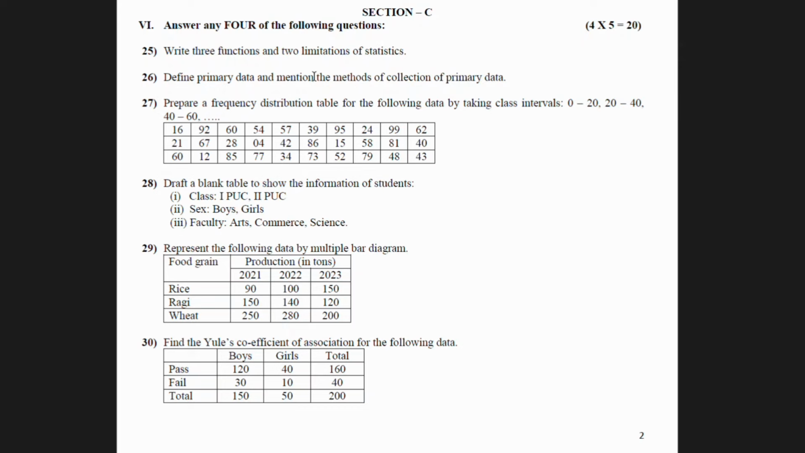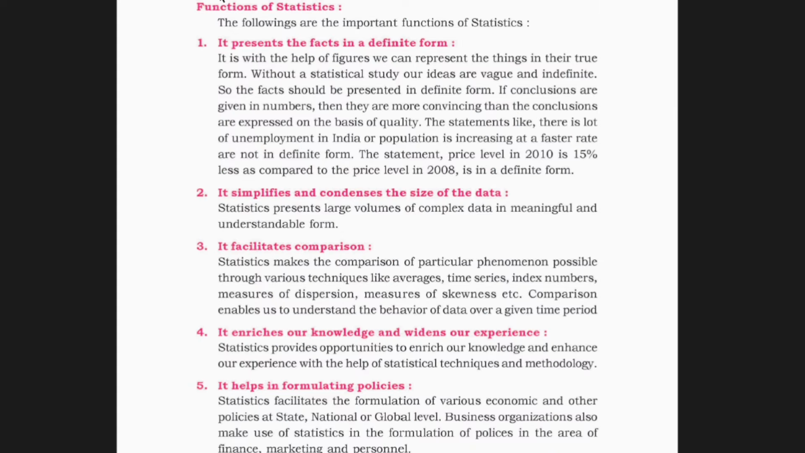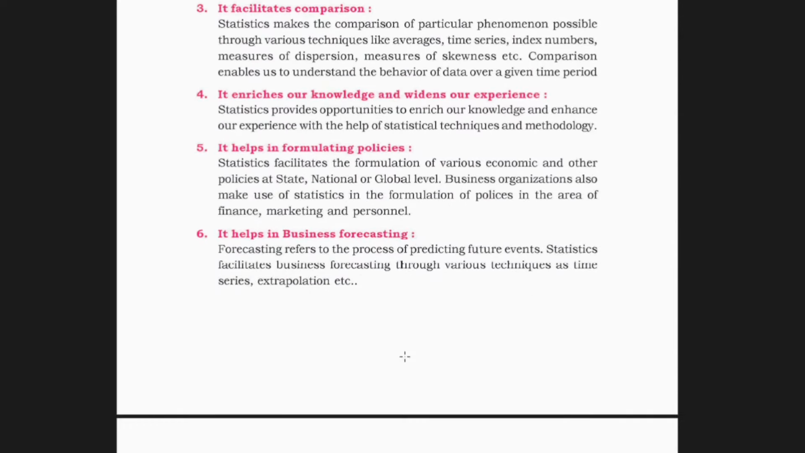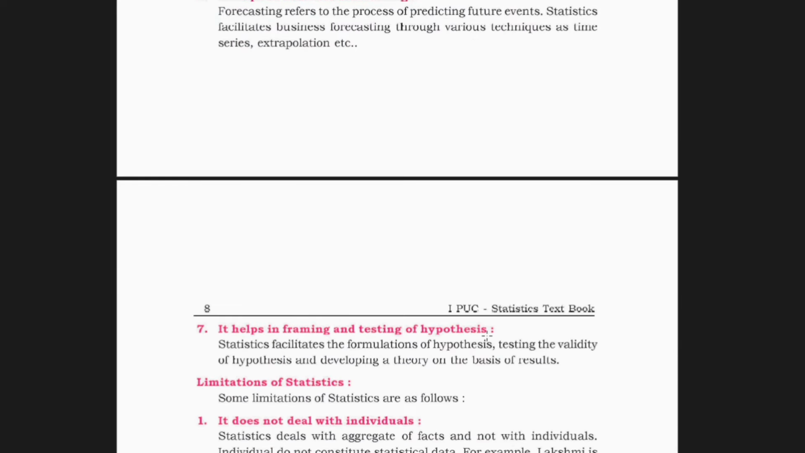So the first one here is: write 3 functions and 2 limitations of statistics. Let us look at the functions here. Now they have asked you to write the functions, not to explain them. So don't write the paragraphs given below the points, just write these points: it presents the facts in definite form, it simplifies the size of the data and condenses it, it facilitates comparison, it enriches our knowledge and widens our experience, it helps in formulating policies, it helps in business forecasting, and it helps in framing and testing of hypotheses.